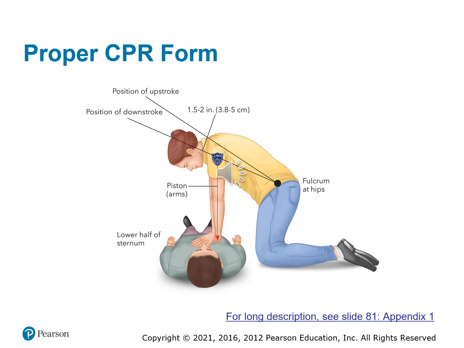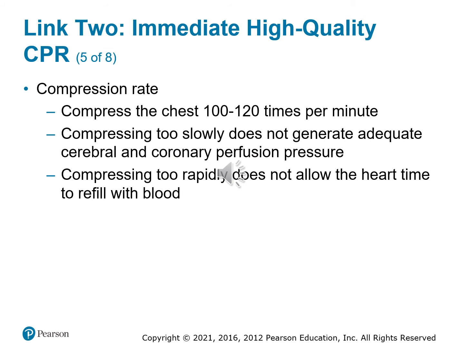This is a great picture showing how our pivot point, our fulcrum, is at the hips. We are placing our shoulders above the sternum of the patient, allowing us to use our whole upper body in doing those compressions. Elbows are locked, and we are going to be doing 30 compressions to 2 breaths. Our compression rate is going to be at a rate of 100 to 120 per minute.